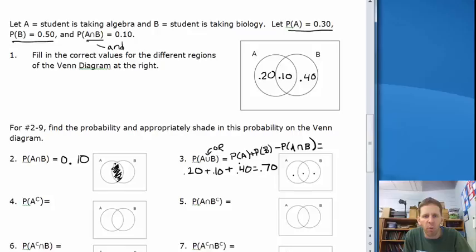Using our formulas, the probability of A is 30%, the probability of B is 50%, and the probability of both A and B is 10%. If you do 30 plus 50 is 80 minus 10, you get 0.70, so it matches up both times. A or B refers to anything inside circle A or circle B, including both regions. That's this entire thing in here.